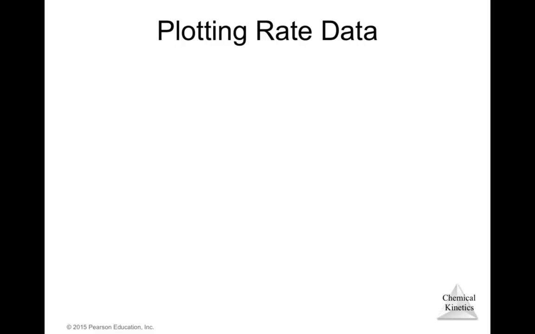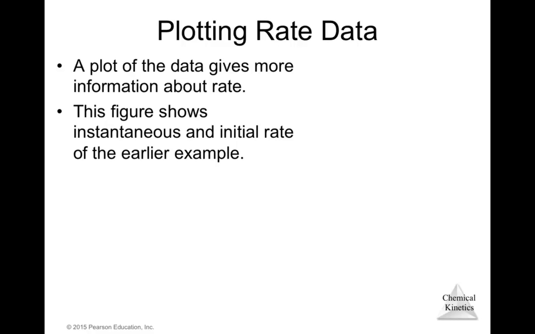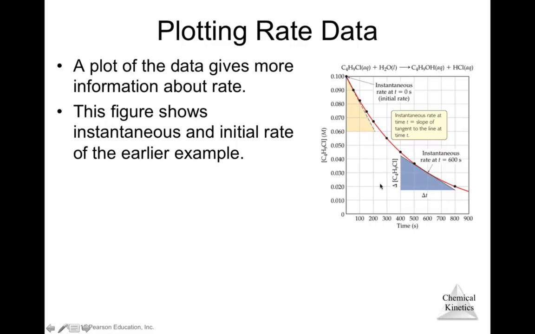So let's plot the rate data. A plot of the data gives more information about rate. Through this graphic, we're going to find a different type of information and very valuable information. These figures show instantaneous and initial rate of the earlier example. So this is basically the behavior of that reaction. This is the concentration of C4H9Cl, the concentration of the reactant, versus time, and as you can see, the concentration is decreasing because we're using the reactant, and over time the concentration is consumed, is reducing.